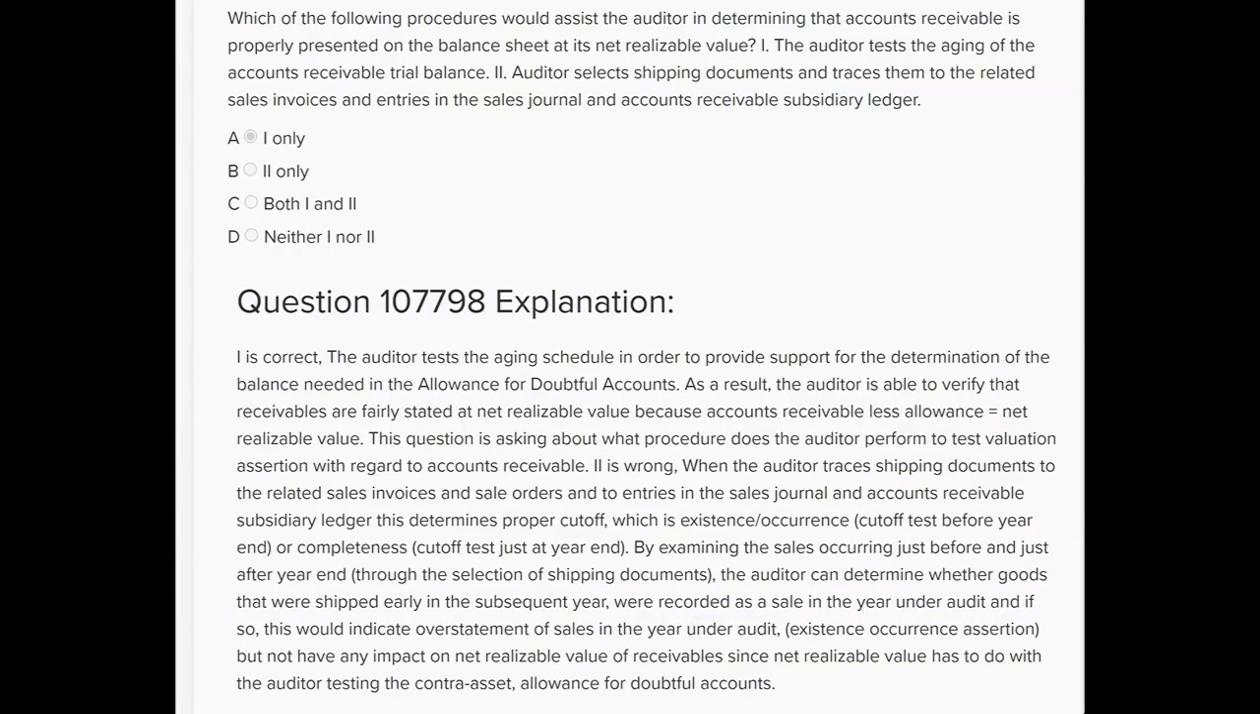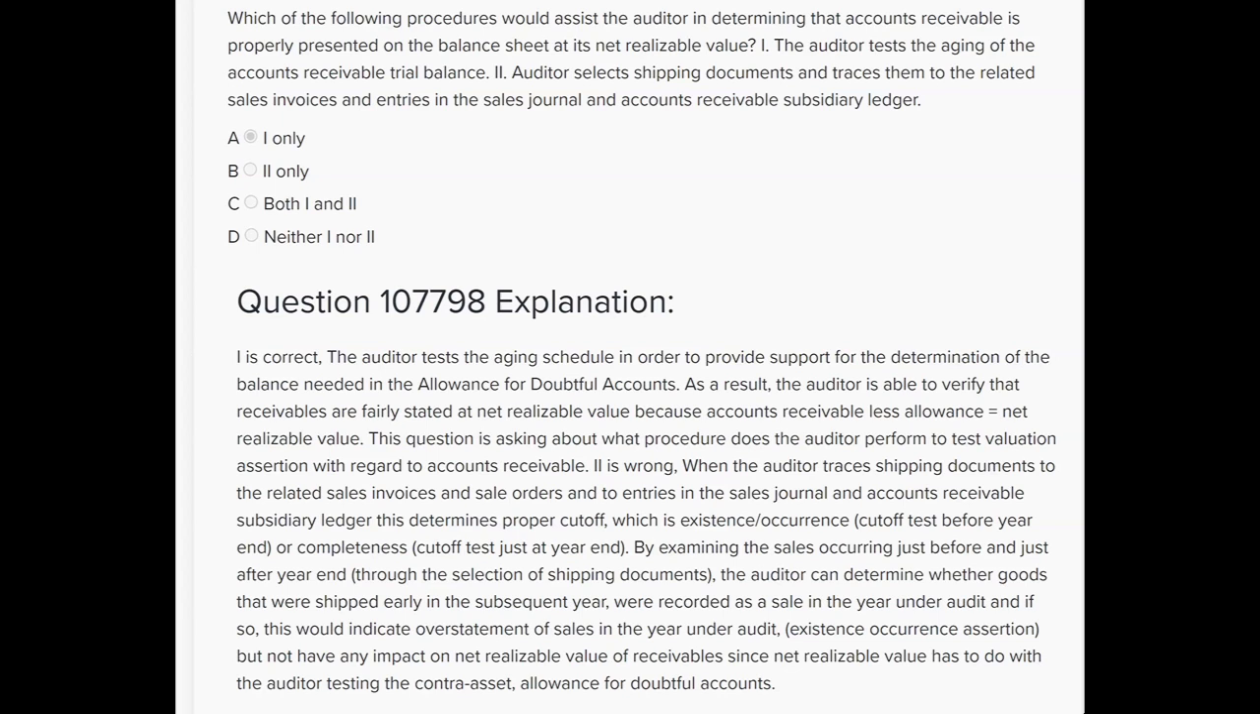Which of the following procedures would assist the auditor in determining that accounts receivable is properly presented on the balance sheet at its net realizable value? 1. The auditor tests the aging of the accounts receivable trial balance.